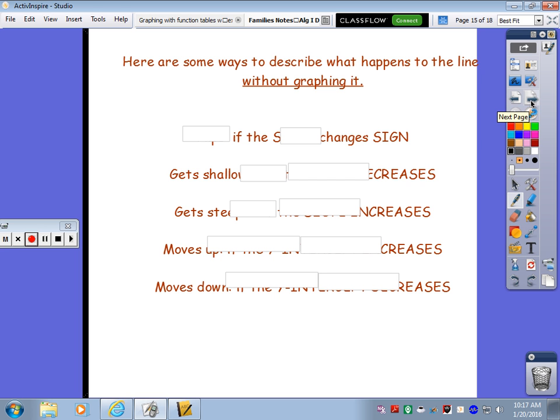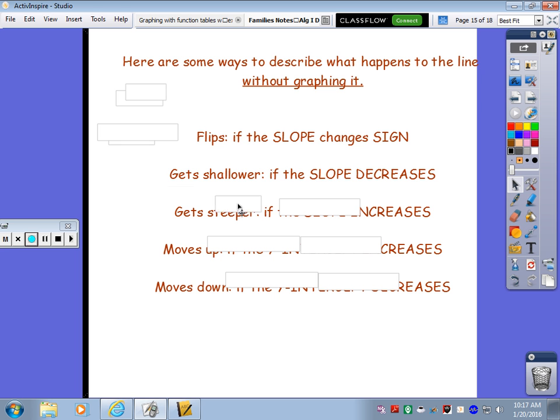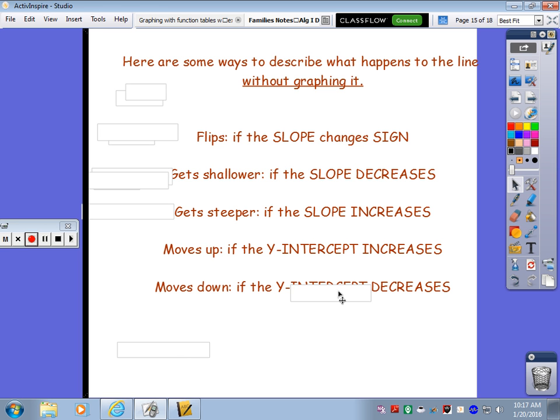So here are some ways to describe what happens to the line without graphing it. The line flips if the slope sign changes, which makes sense. It goes from positive to negative. The line gets more shallow, or shallower, if the slope decreases. It gets steeper if the slope increases, which makes sense when you think about how you count slope. The line moves up the y-axis if the y-intercept increases, and it moves down if the y-intercept decreases. So all those things should pretty much make sense. You just may not have ever thought about it like this before.